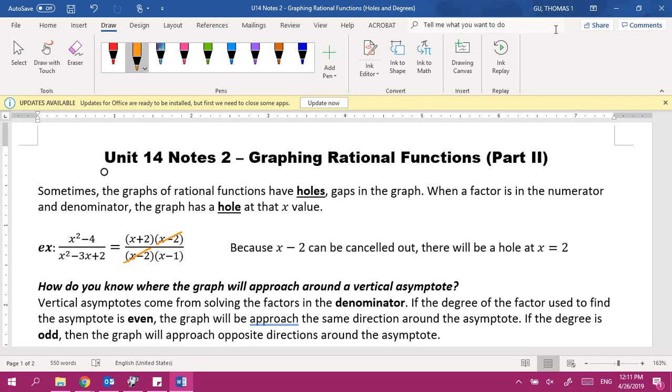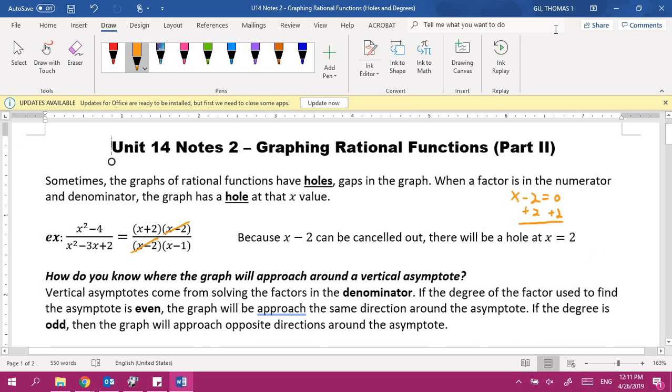Because you got to set it equal to 0. x minus 2 is the factor, right? We set that equal to 0. We solve for x by adding 2, and we get x equals 2. There's going to be a hole at x equals 2. So that is the concept about the gaps or the holes.